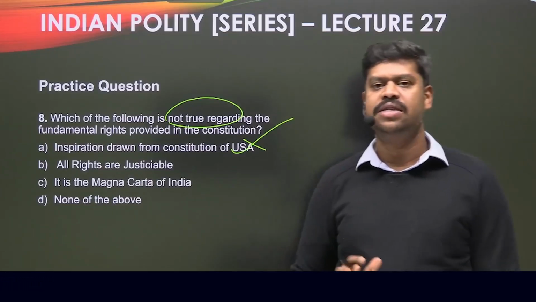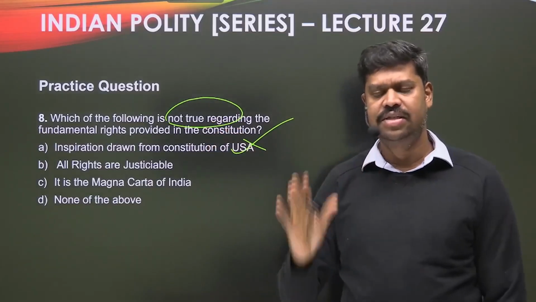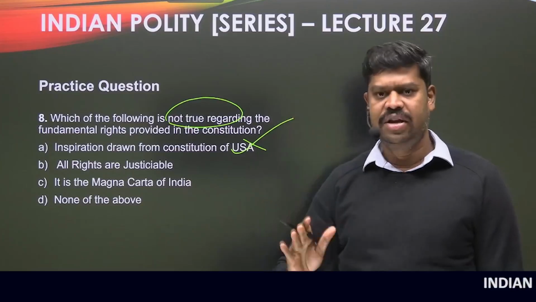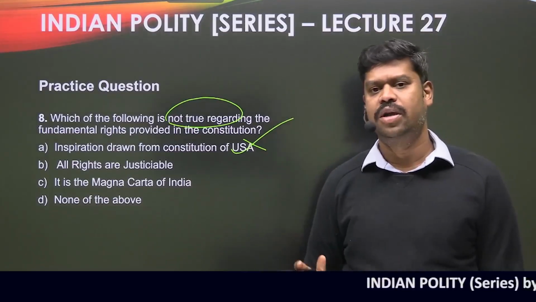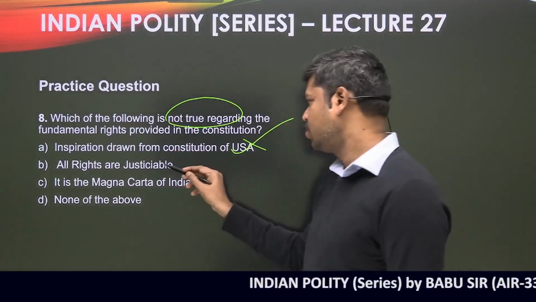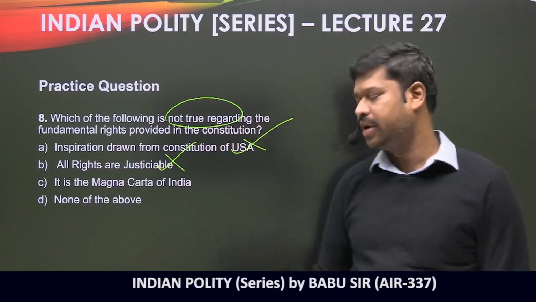All rights are justiciable. In relation to fundamental rights, of course, yes, each and every single fundamental right is justiciable. Whenever any of the rights is violated, we can approach the courts. We can approach the Supreme Court under Article 32, and we can also approach the High Court under Article 226. So this is also a true statement, but in relation to what is asked, it is not right.